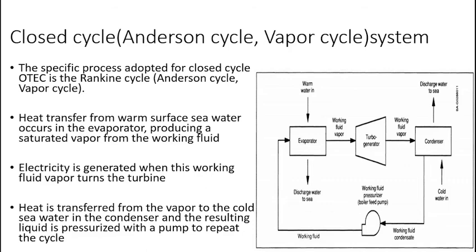So this forms a closed cycle system. An evaporator, turbo generator, then condenser, again that is given to the evaporator side. This acts as a closed cycle system.